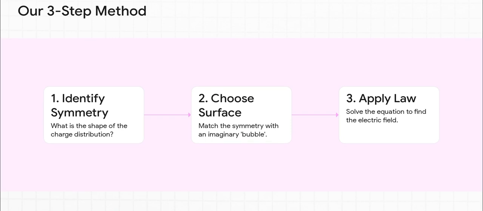It's easy. Step 1, we look at our charges and figure out their symmetry. Step 2, we pick an imaginary bubble. We call it a Gaussian surface that perfectly matches that symmetry. And step 3, we just apply the law to find the electric field. Let's see how it works.